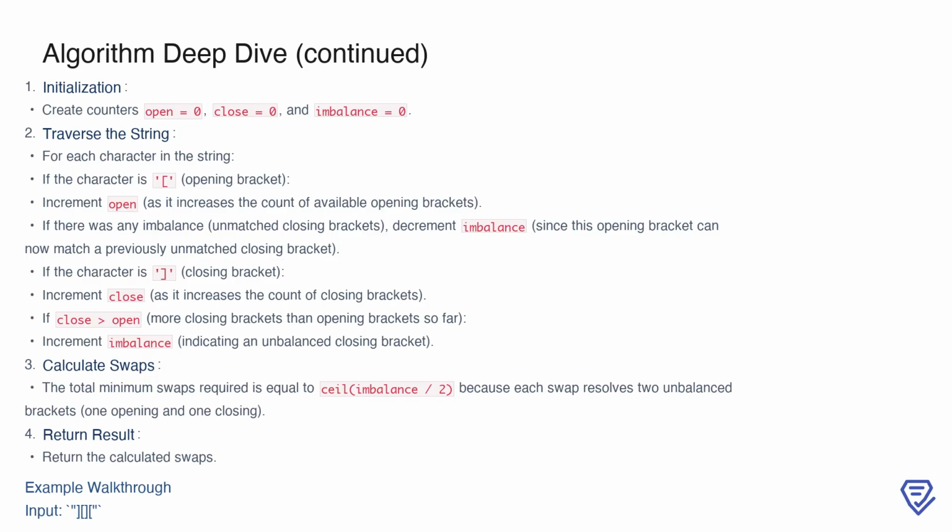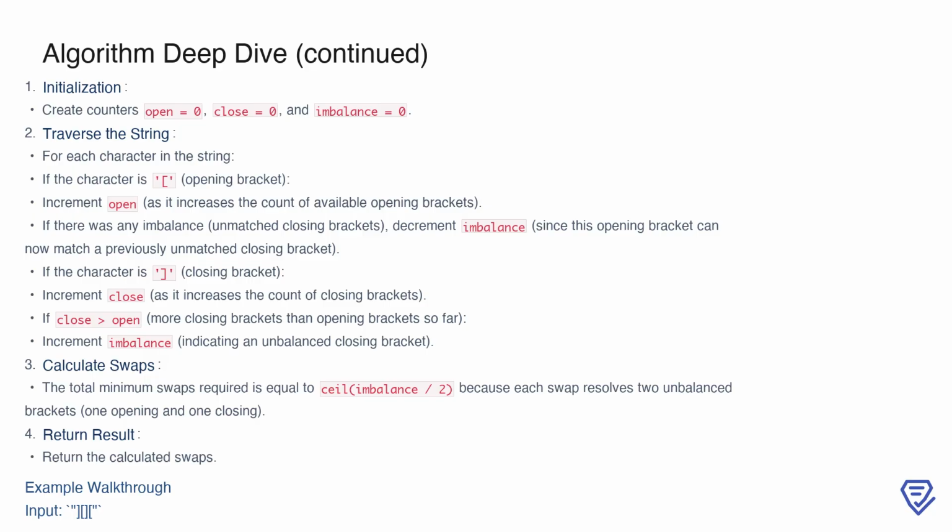As we traverse the string, for each character, we check whether it is an opening or closing bracket. If it's an opening bracket, we increment the open counter, which means we now have one more available opening bracket. Additionally, if there was any existing imbalance, we decrement the imbalance since the new opening bracket can now match a previously unmatched closing bracket. On the other hand, if we encounter a closing bracket, we increment the close counter, which means we have one more unmatched closing bracket. At this point, if the count of close exceeds open, it indicates an imbalance, so we increment the imbalance counter.